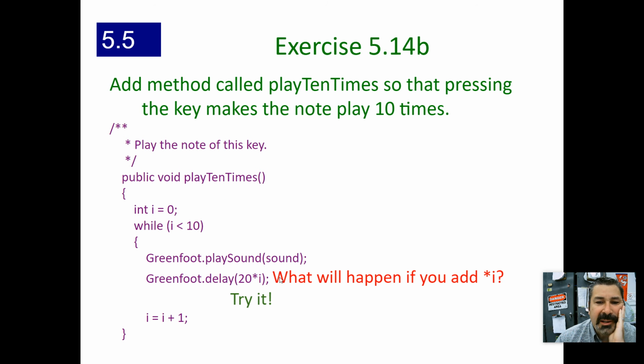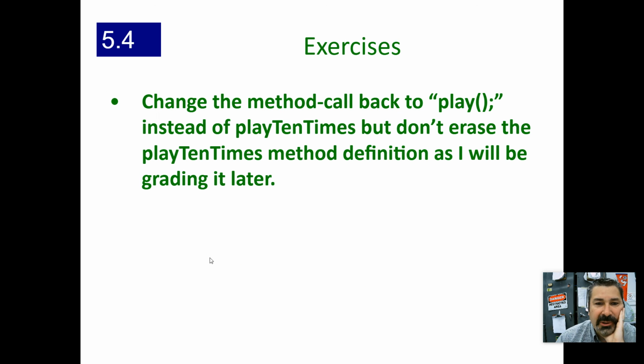What will happen if you added 20 times i? See what happens. The interesting thing is the first iteration through, i is 0, so 20 times 0, so it's going to delay 0. And then the next time through, i is 1, and it's going to delay 20 times 1, which is 20. The next time i is 2, 20 times 2 is 40. So it's going to get longer and longer each time.